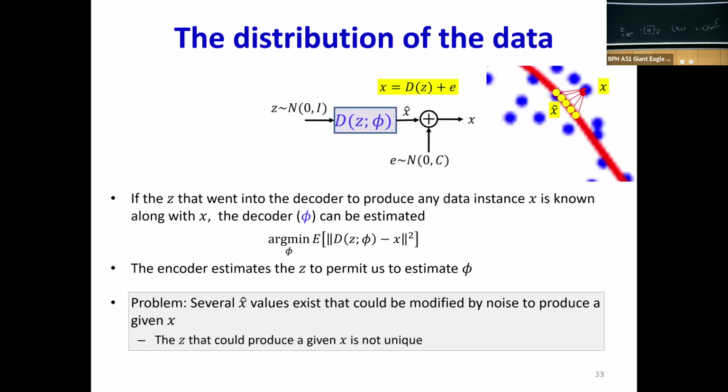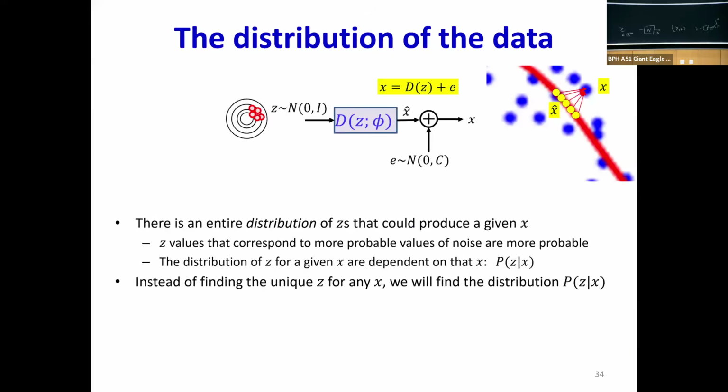Except pushing the model data back through this is hard because the noise that we added comes from a Gaussian distribution. There isn't a unique noise that could have produced the X. All of these X hats could have given you this X, right? So there isn't a single Z that could have generated any given X. What we need to characterize is the collection of Zs that could all have resulted in this X. And so there's an entire distribution of Zs that could produce a given X. And the distribution has a probability P of Z given X. So we need to characterize this somehow.